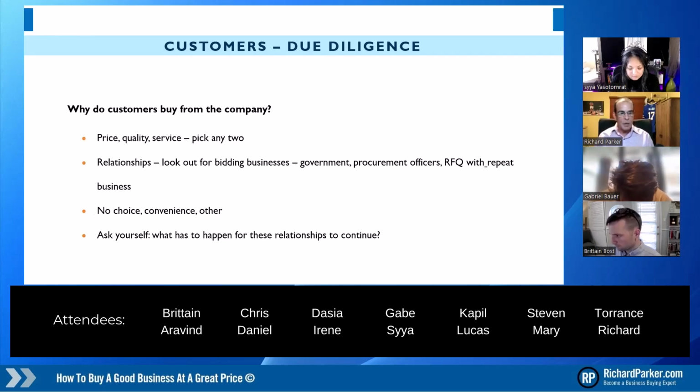Understanding the relationships. Look out for bidding businesses. By bidding businesses, I mean government contracts, anything requests for quote, requests for quote businesses with repeat business, anything related to the government, procurement officers, etc. Anything that could be considered a bidding business, because very often it's the relationship with the seller. They might even get informed about some projects that no one else even knows about. So when there's a bidding business, understand the relationship. If it's their brother-in-law, Bob, who's the procurement officer, well, you're not going to be in the same position when you go to bid on the business.